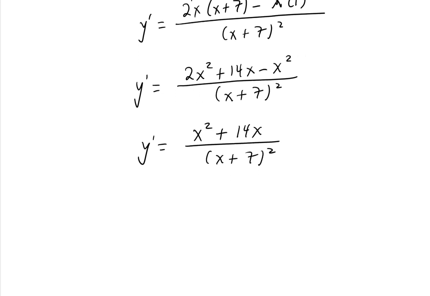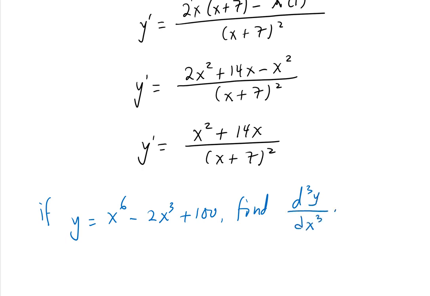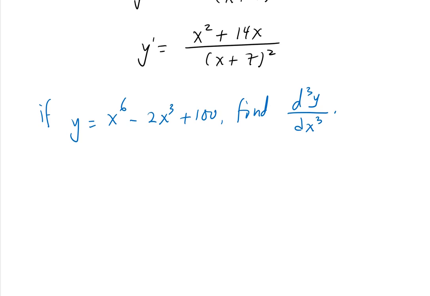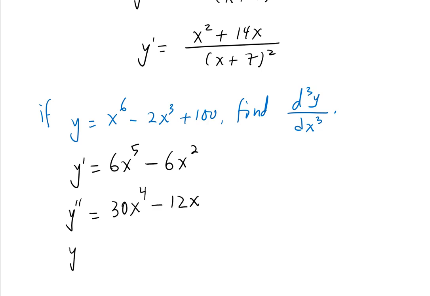That's what we have. Now, if y equals x to the 6 minus 2x to the 3rd plus 100, find d cubed y dx cubed. What is this? Y prime equals 6x to the 5th minus 6x squared plus 0. Then y double prime, 30x to the 4th minus 12x, and y triple prime, which is 120x cubed minus 12. This is what we are looking for.